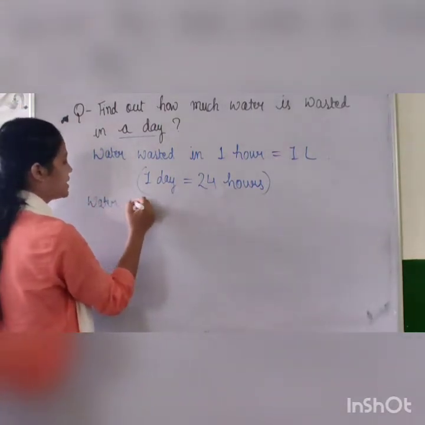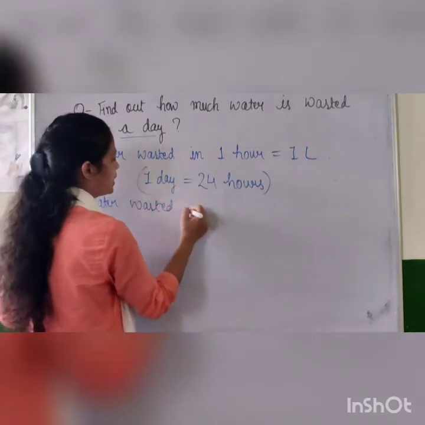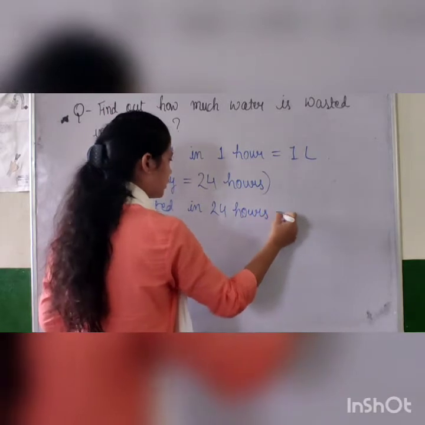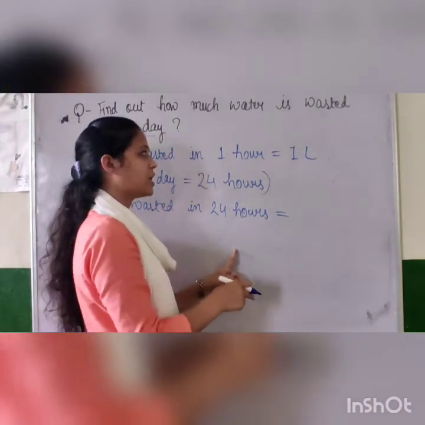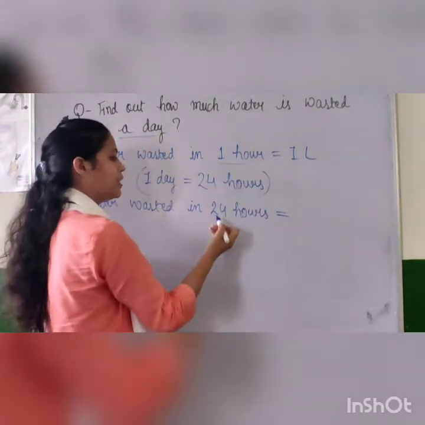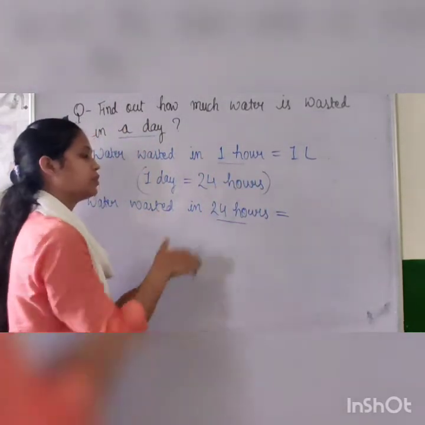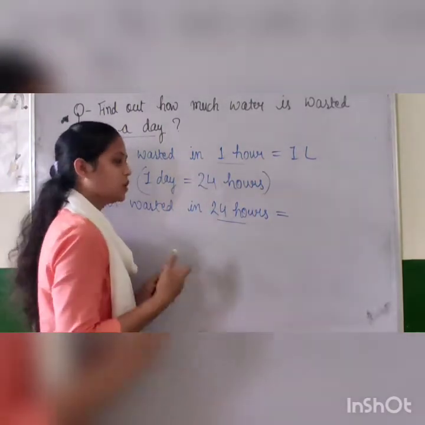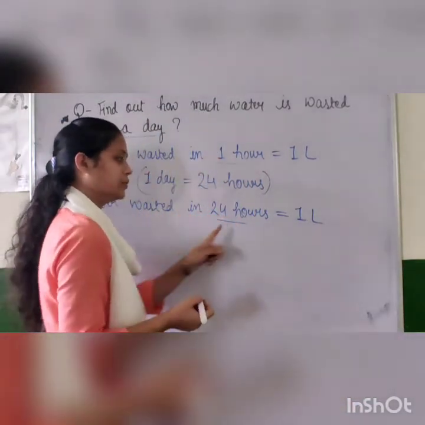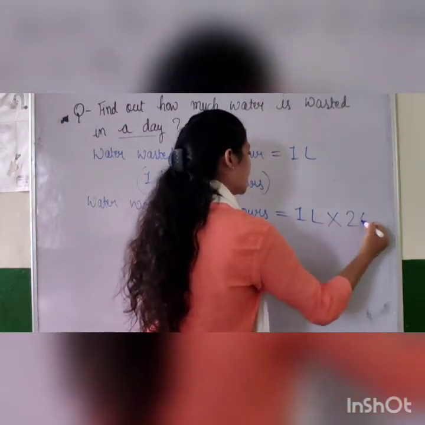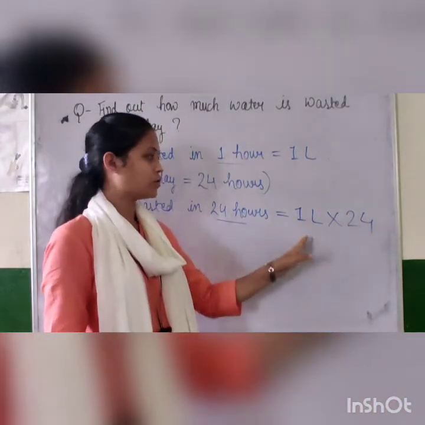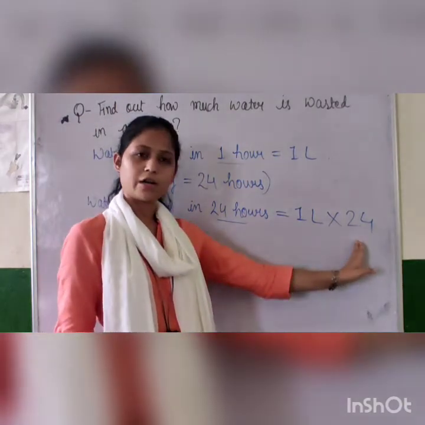So water wasted in 24 hours, that is 1 day. 24 hours means 1 day, same thing. So how much water is wasted in 24 hours? See, in 1 hour, 1 liter of water is wasted. We have been told for the smaller amount and we have to find for the bigger amount. Again, we go from 1 to many, so we will do multiplication. Water wasted in 1 hour is 1 liter. We will multiply it by 24 because we have to find out for 24 hours.